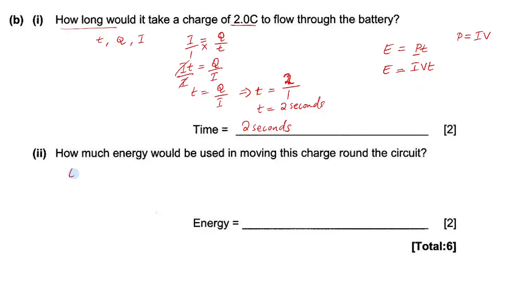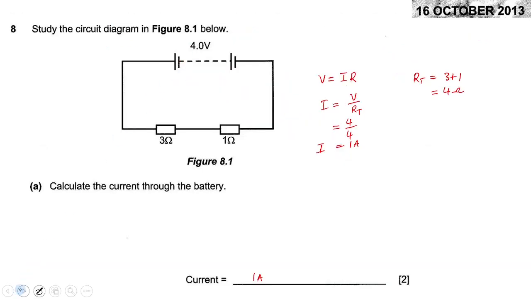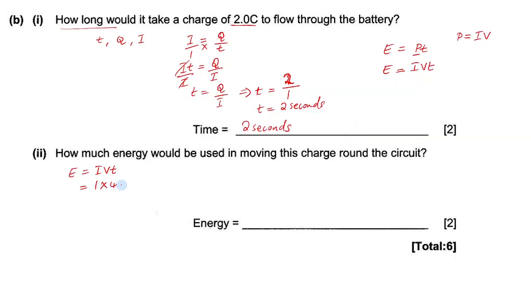So energy is going to be equal to current times voltage times time. Current, we calculated, was 1, times the voltage we were provided, which is 4, times time, which we have seen is 2. If we multiply here, we'll have 8. Energy is in joules, so you'll put 8 joules here.